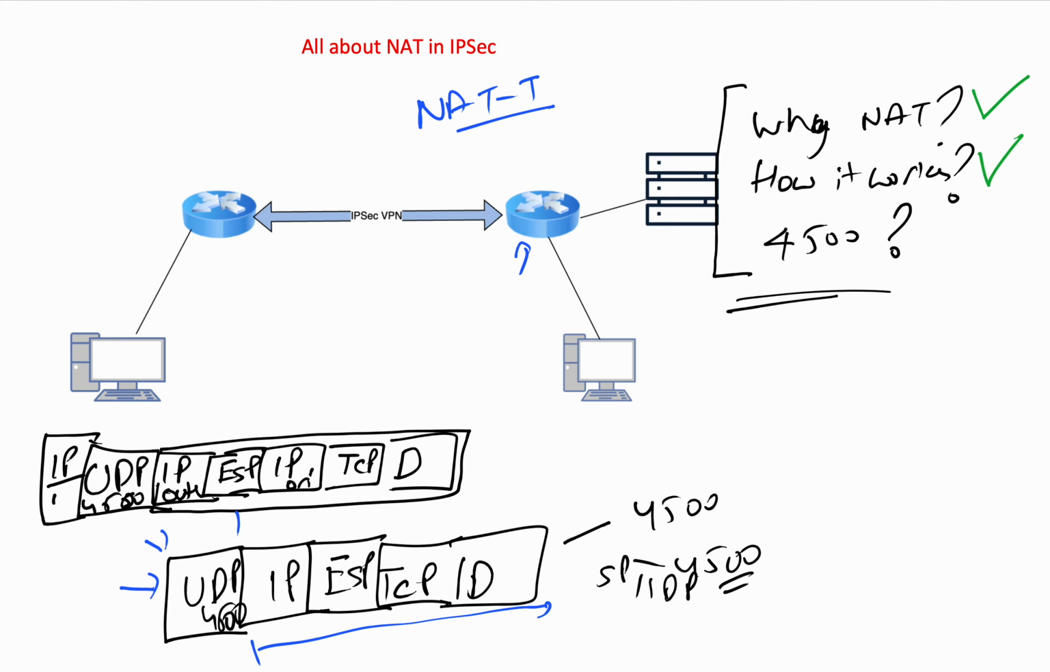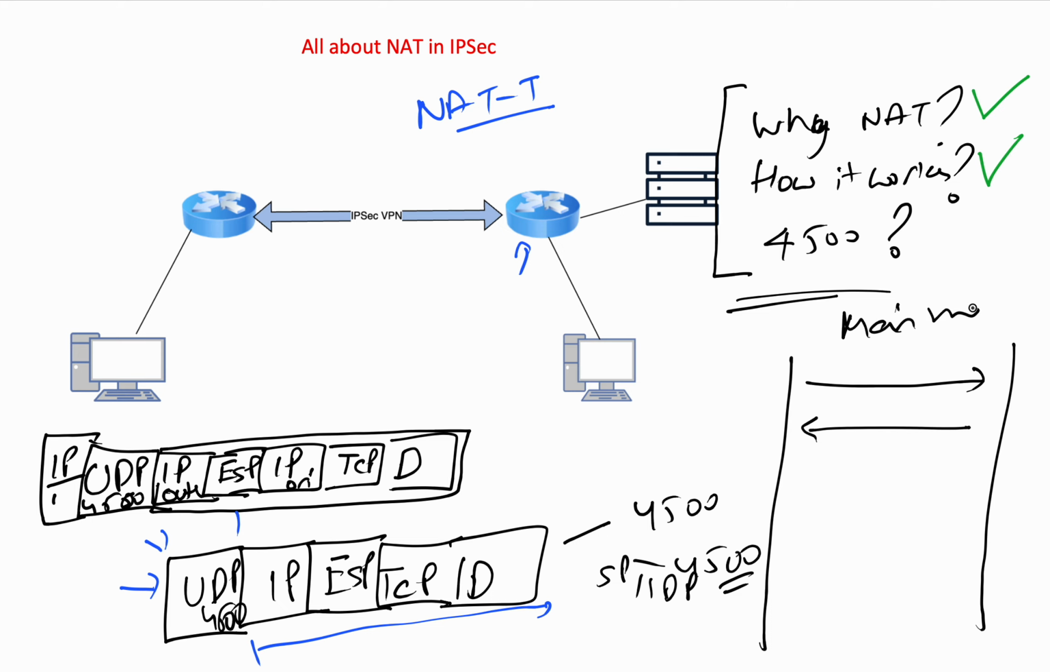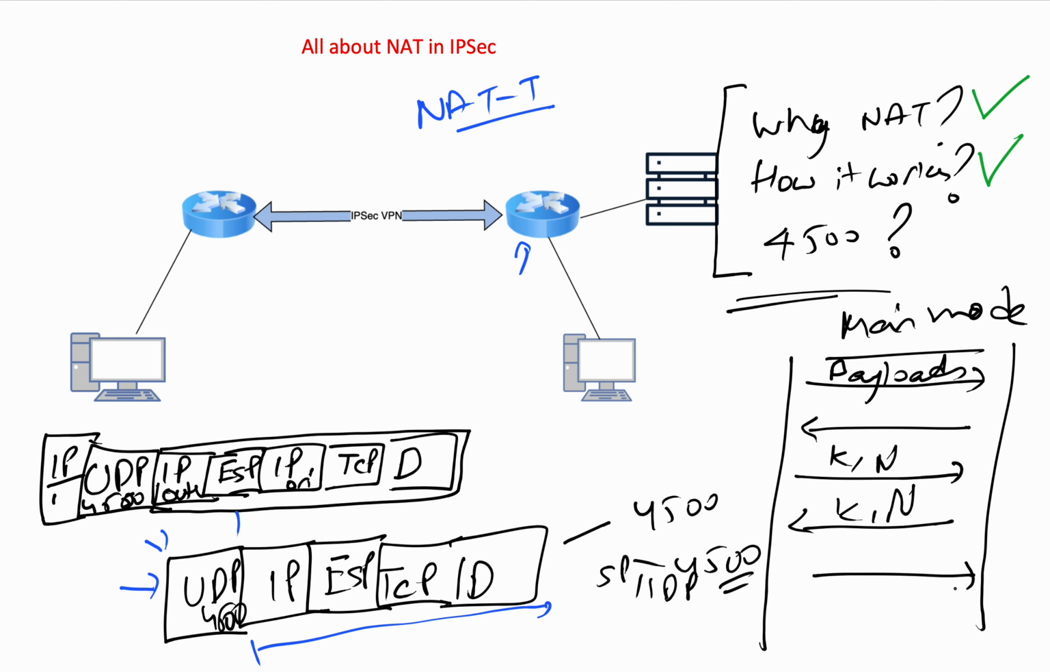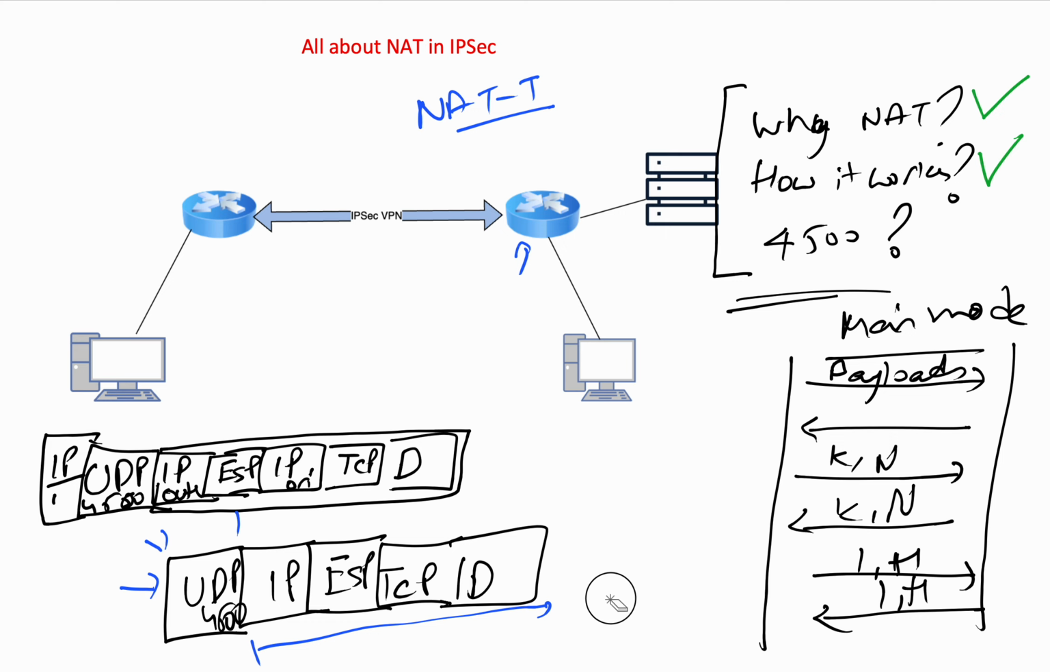Now, another thing: where it works. We have the first two messages, hello. This is talking about main mode. In the first two message exchanges, you just send your payloads. I mean, not keys. You send your cryptographic proposals, your encryption and authentication algorithms. Then in the third and fourth, you have key and nonce. Fifth and sixth will be identity and hash. That is the reason we say fifth and sixth will be encrypted, because the key is already generated there.